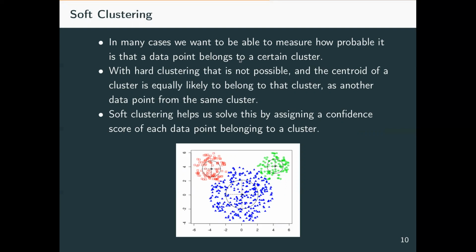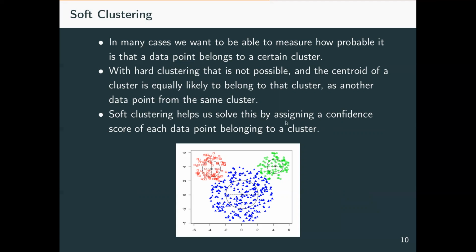With hard clustering, it is not possible to see how probable it is that the data point belongs to another cluster other than the one that we assigned it to. And that's not really what we always want. We ideally want to be able to assign a probability for each and every cluster.